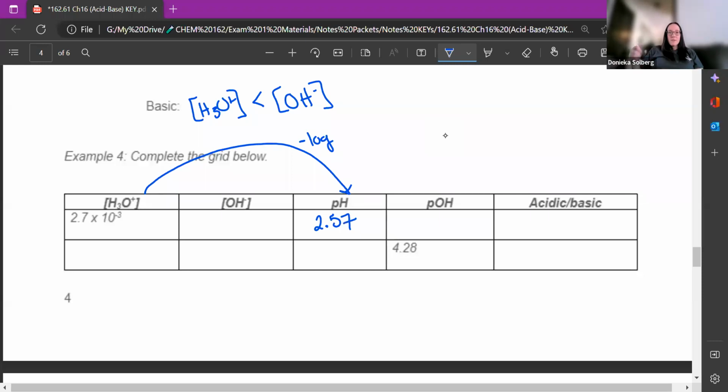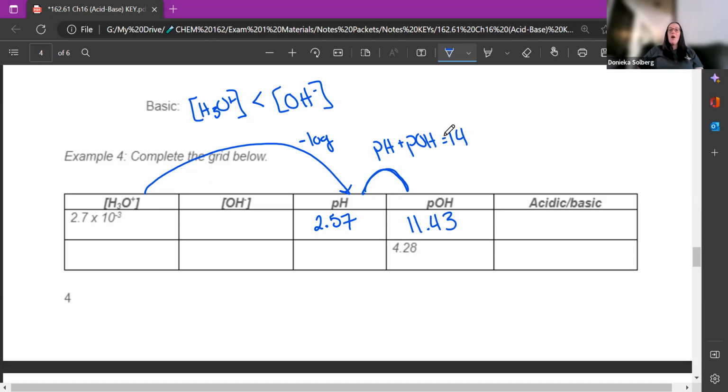Okay, now the rest of my calculations are actually going to be really easy because I know that pH plus pOH is 14. I can do 14 minus. So if I'm going between these at all, I'm going to use that pH plus pOH equals 14. So my pOH here must be 11.43.